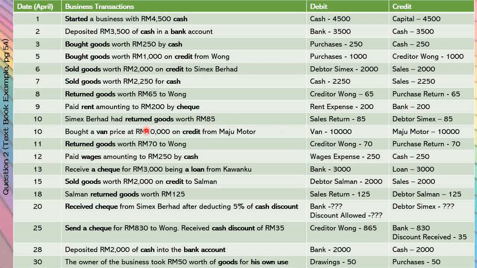Okay, so these are the examples that you can find in your textbook. Yeah, question number 2, page 54. The book page might vary based on whichever version that you use. Okay, but it is under the topic balancing of trial balance. It's under the topic of double entry principle, question number 2.